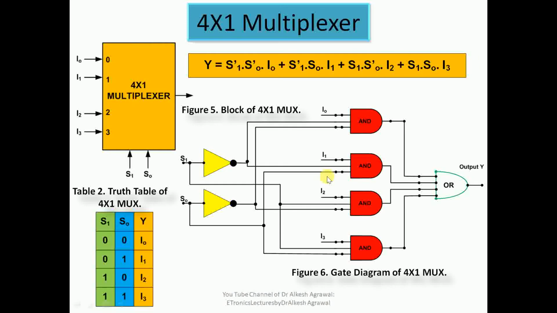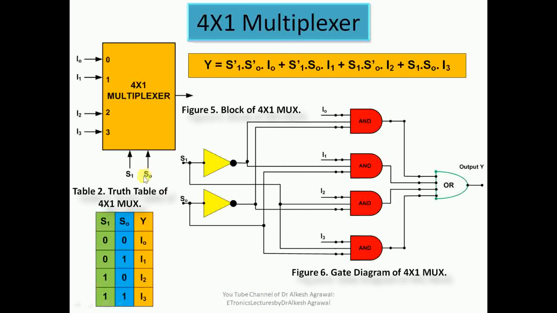Now let us see how this 4 cross 1 multiplexer works. It is a combination of 2 cross 1 multiplexers. As the name suggests, we have 4 inputs, 1 output and 2 selection inputs, S0 and S1. When the selection S0, S1 are 0 0, that is equal to decimal equivalent 0, so information coming on this 0 channel I0 is forwarded onto the output, so Y is I0.